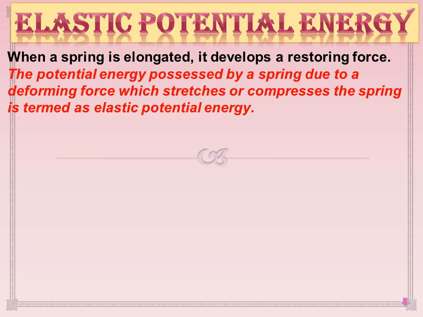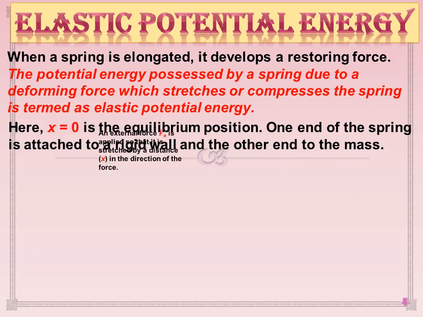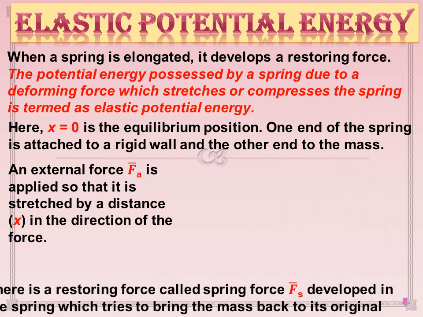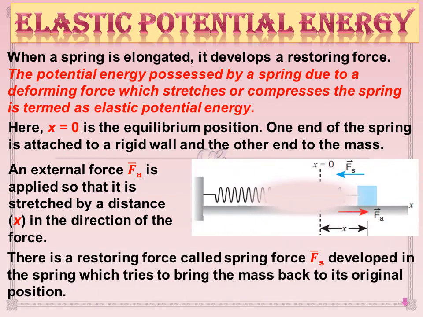Students, let us consider a spring mass system, a mass M lying on a smooth horizontal table as shown in the figure. Here x is equal to 0 is the equilibrium position. One end of the spring is attached to a rigid wall and the other end to the mass. You can see one end is attached to a wall and the other end is attached with the mass.